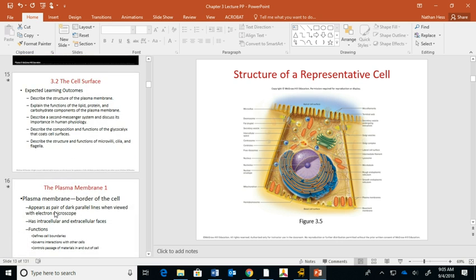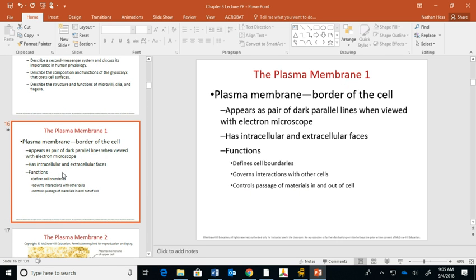So, let's dive into the plasma membrane. A plasma membrane is a phospholipid bilayer, 2 layers of phospholipids with the tails pointed inward, the heads pointed outward. And what do they do? They define the cell boundaries. They govern interactions between other cells, like, hey, stay out of my space, this is my space. And they also control the passage of materials in and out of the cell. They allow some things to enter and some not to enter.